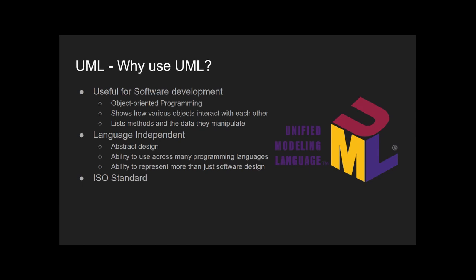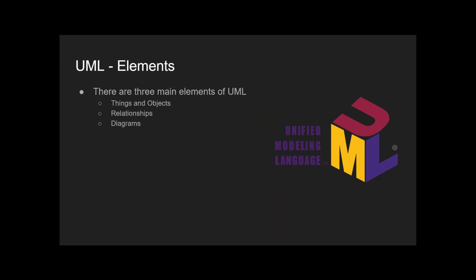UML is also language independent, meaning it can be used across multiple programming languages. UML represents abstract design, so you don't need any syntax that is unique to one programming language or another. Since it is an ISO standard, there's also a good chance that many other software developers will be able to understand your UML diagrams. There are three key elements to UML: things and objects, the relationships that those objects share, and the types of diagrams that should be used.